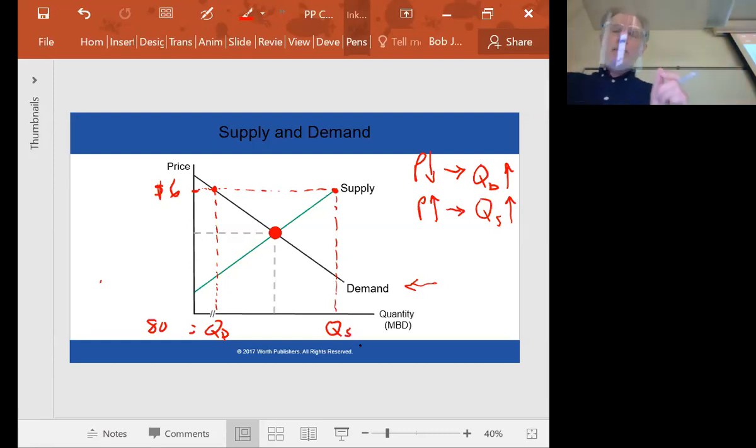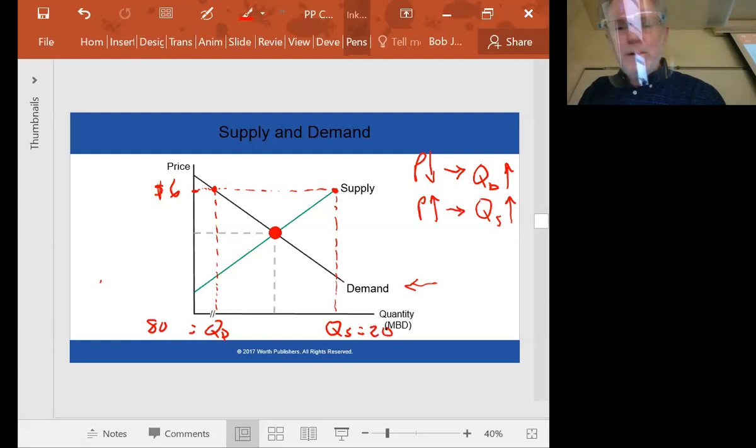That tells us how much the producers will want to sell. They'll be willing to sell that much at that price. They like the high price, so they're willing to sell a large quantity, let's say 200,000. So we started with the assumption price is $6.